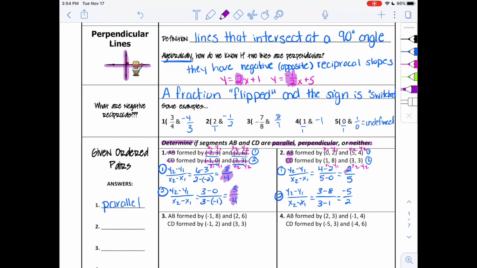Now that I have my 2 slopes, 2/5 and negative 5/2, comparing these two, I can see that they're opposites. One's positive and one is negative, and they're reciprocals because they're flipped. 2/5 flipped is 5/2. Because they are opposite reciprocals, I know my 2 lines are perpendicular.